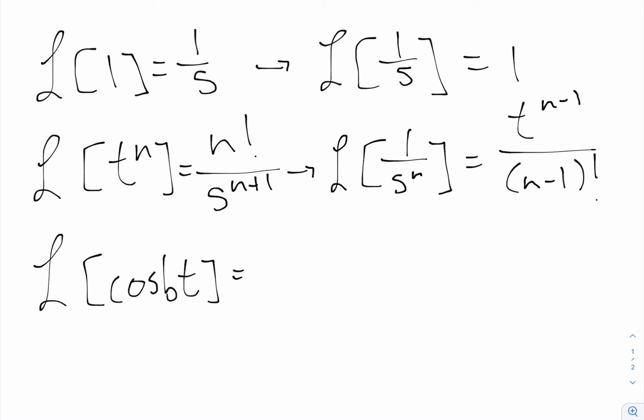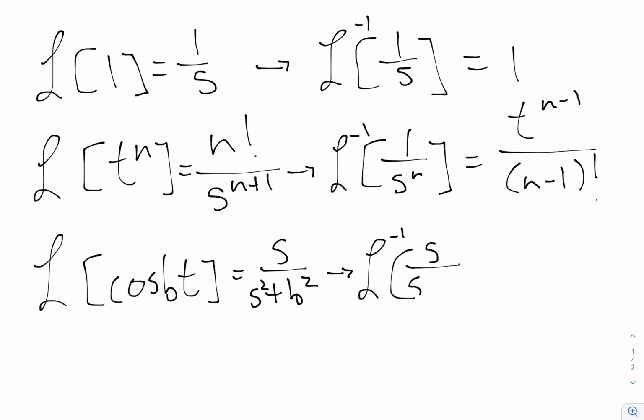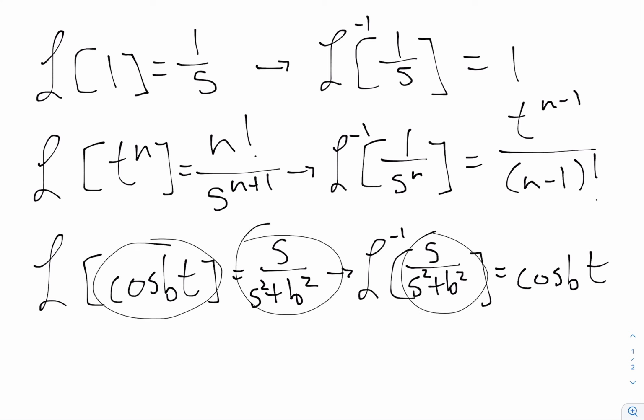Okay, remember when we did a cosine, we got s over s squared plus b squared. Now if we go the other way, if we take the inverse Laplace transform of s over s squared plus b squared, we're just going to get cosine bt back. So nothing weird going on there. This is our f of t, f of s, f of s, f of t. So we're just going back and forth there.